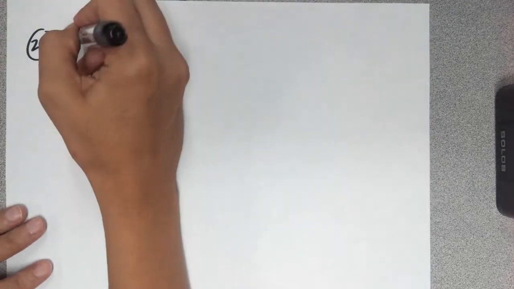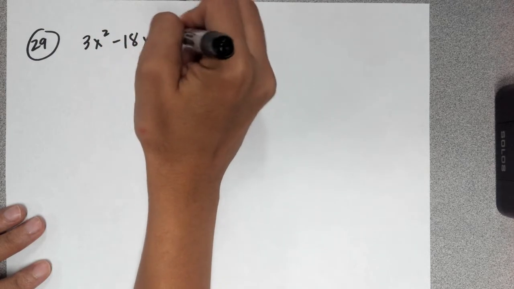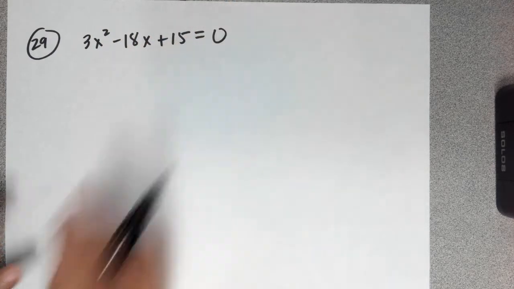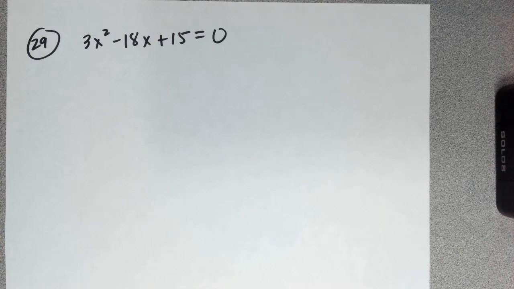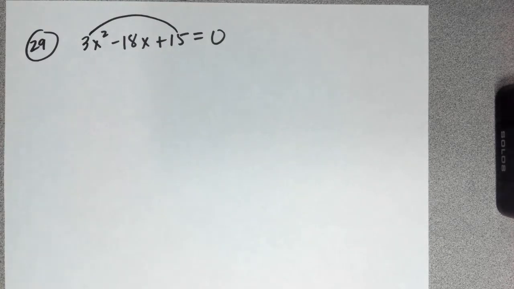Okay, so number 29 says we have 3x squared minus 18x plus 15 equals 0, and they want us to factor completely and then solve for x. Now this one's kind of funky because the number in front of x squared is a 3 and not a 1. So this is the one where I have to split the middle and factor by grouping. So I'm going to multiply 15 times 3.